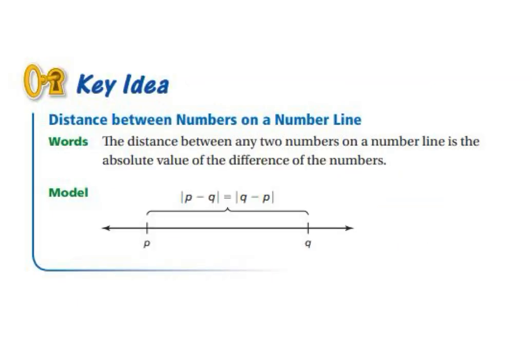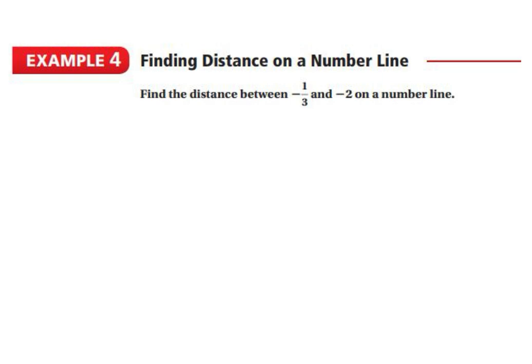Our next key idea is to find the distance between numbers on a number line. The distance between any two numbers on a number line is just the absolute value of the difference of the numbers. So if we want to find the distance between negative 1/3 and 2 on a number line, let's take a look at a number line first.